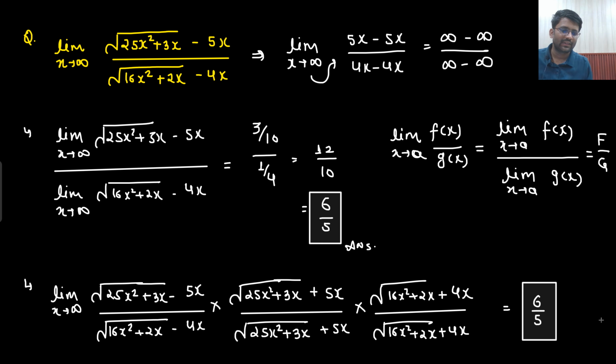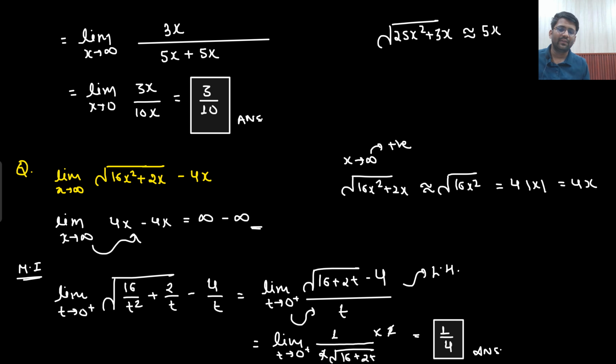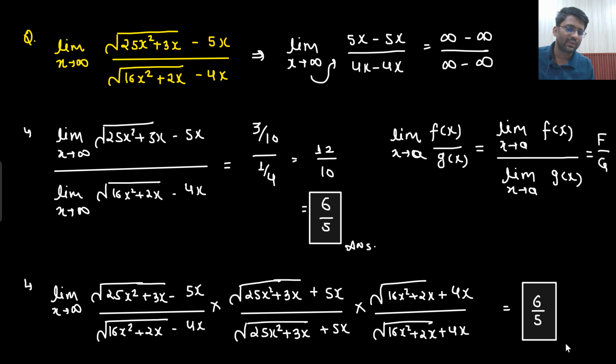Okay. So rationalization, basically we are doing the same thing. Whatever method we applied here, we are doing the same thing. We will do this calculation, we'll get 1 by 4, and then we will do the other calculation, we will get 3 by 10, and then we will get the answer 6 by 5 only. Okay, so the same calculation we are doing, nothing new.